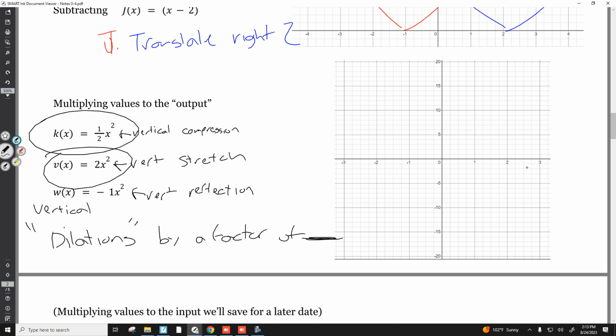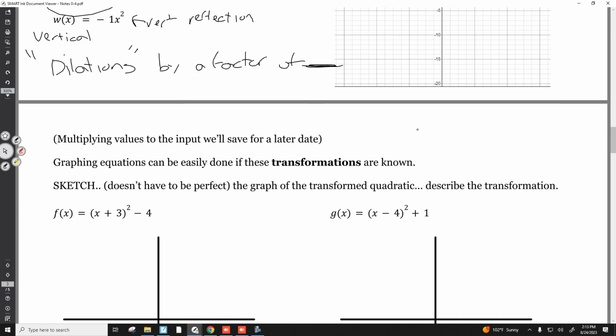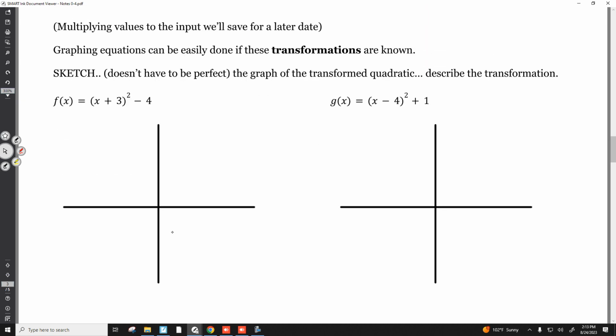Okay? We showed the graphs, but K is wider because you're taking your y values and multiplying them by a half. So we're compressing vertically. Here for V, yes, it's going to be narrower, but I don't want to say that. I want to say my y values are getting multiplied by 2. So I'm vertically stretching. Cool. We're not going to worry about horizontal compressions and dilations yet because it's complicated, especially with y equals x squared. So that's it. Now all we have to do is combine a couple at the same time.